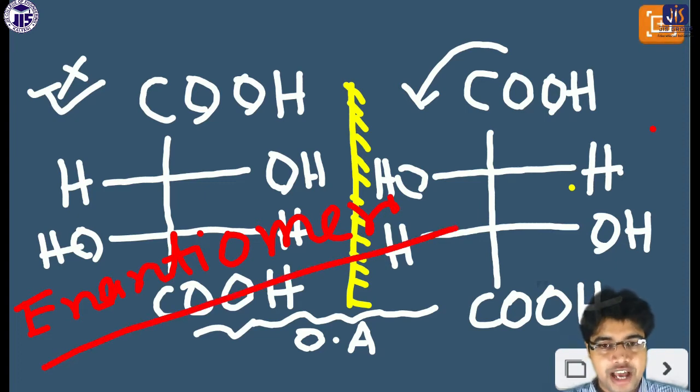So now what is the diastereomer? Diastereomer means there will be no mirror image relationship. There will be no mirror image relationship, either superimposable or non-superimposable. This is the other case, but it will not have any kind of mirror image relationship.